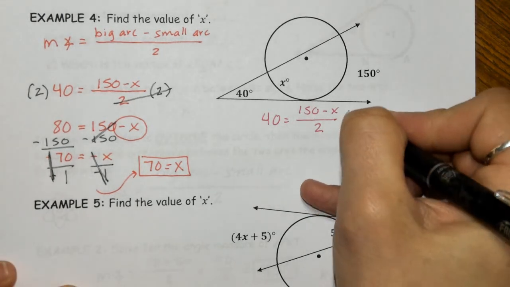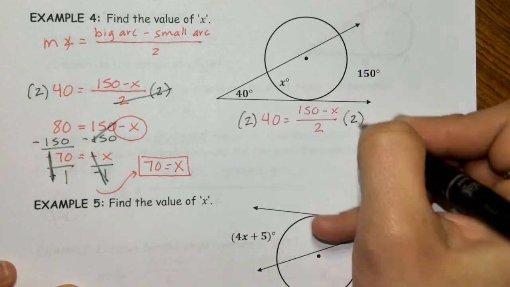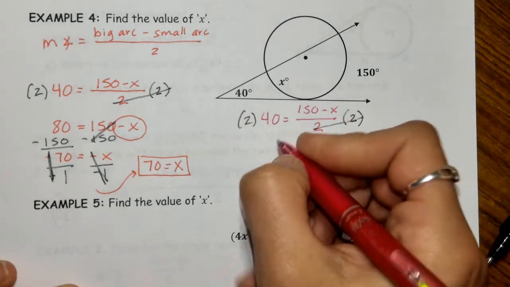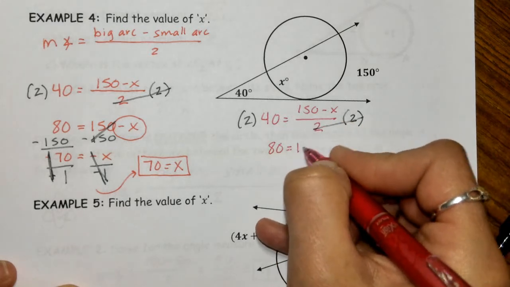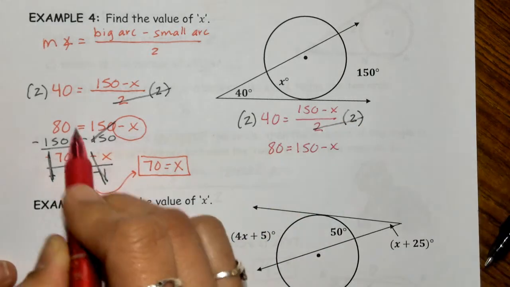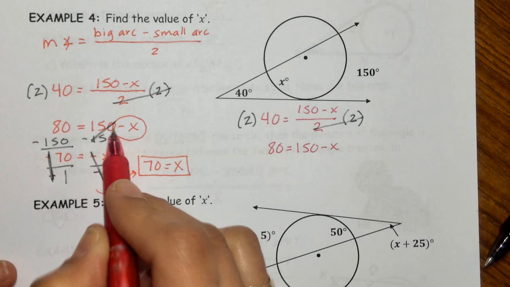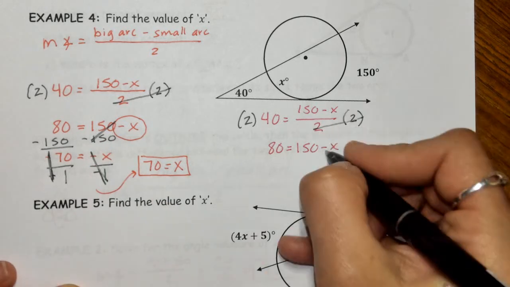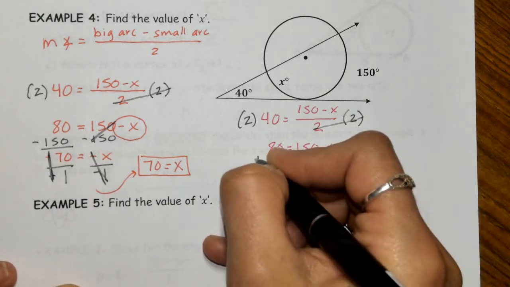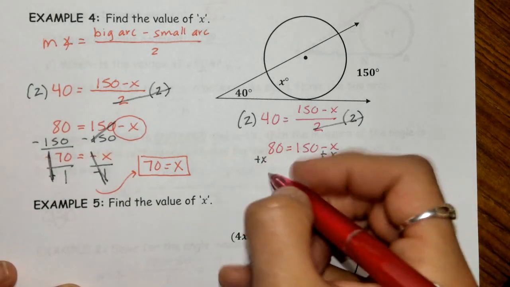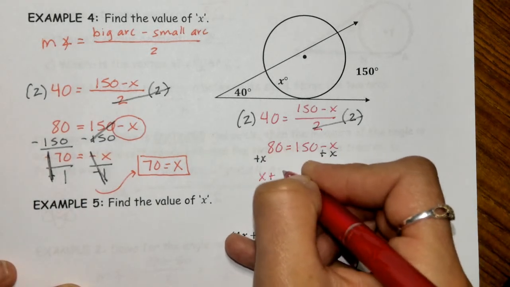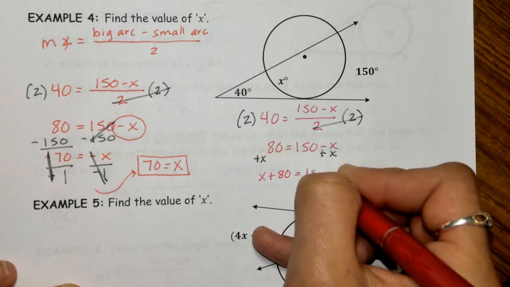Let's go ahead and multiply by 2 on both sides. It's always going to be the first step here. And slow it and rewind if you need to. 80 is now going to be equal to that 150 minus x, just like we had over here. Okay. Now I'm going to add x to both sides so I don't have to deal with negatives. The problem is this x and 80 cannot combine. So now we have x plus 80 equals 150.